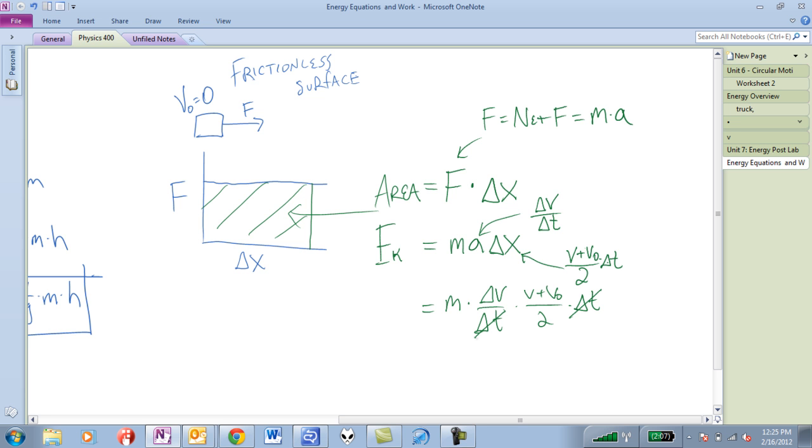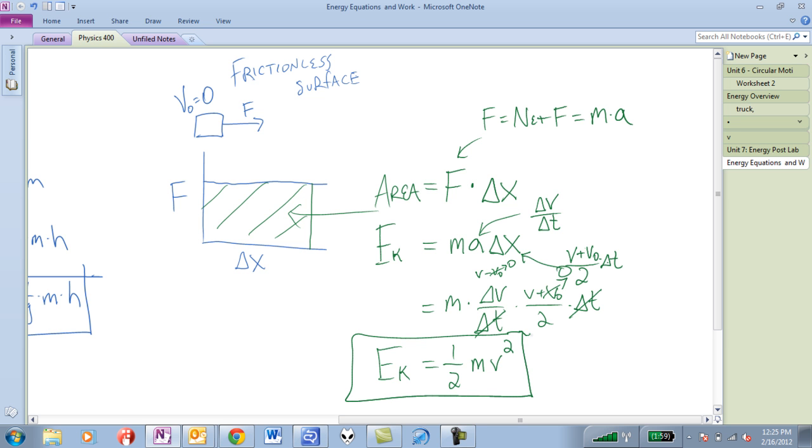The other cool thing about this is V naught is actually 0. So we call that 0. Delta V is, remember, V minus V naught. That becomes 0. And you get left with an expression that is EK that is going to be equal to the energy transferred into this box. Any box that is moving can actually be written as 1/2 mv squared.